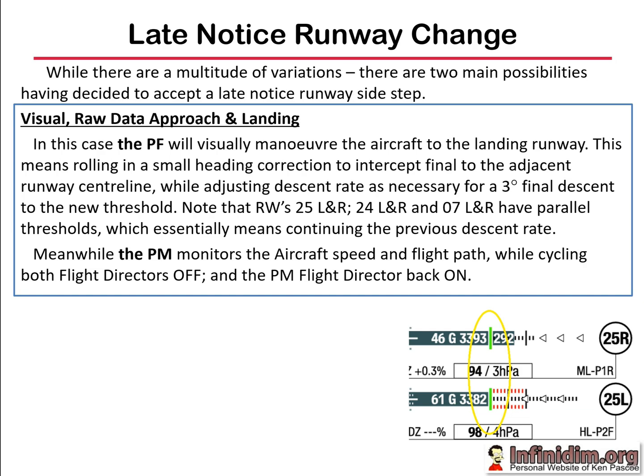First, the simplest and probably the least risk solution is simply to disconnect the autopilot and, with visual reference to the new runway established, maneuver across to it and land. The heading correction is usually pretty small, and as long as the two runways have congruent thresholds, there's very little change required in the descent rate. Meanwhile, the pilot monitoring monitors flight path while cycling both flight directors off and putting the PM flight director back on for any missed approach. And that's doing it old style.